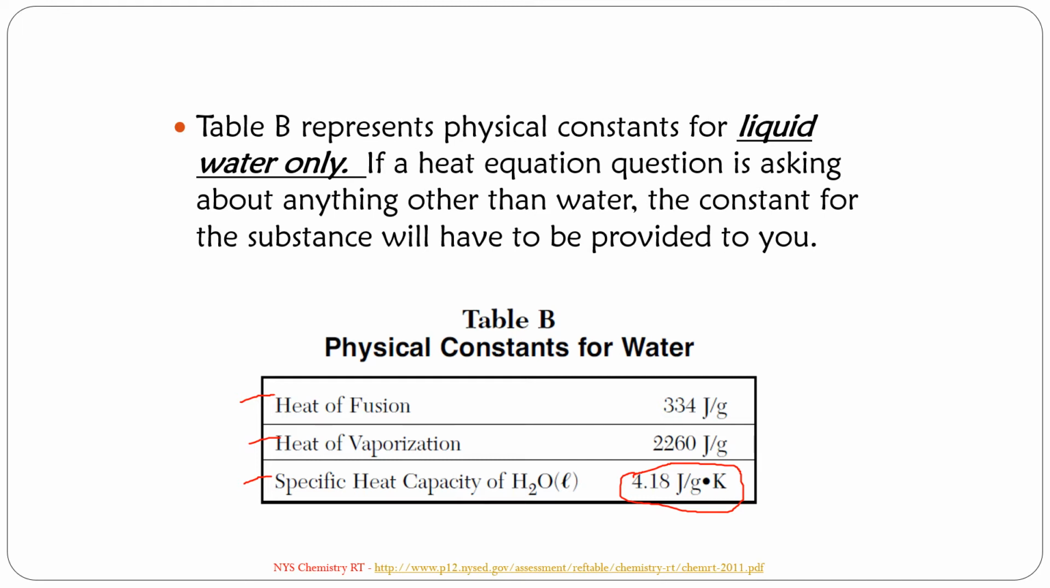Okay, so if you are ever given a question on the Regents exam, and you have to use any of these three numbers for water, they will not be given in the question because you will be expected to know where to find the heat of fusion, heat of vaporization, and specific heat of water. So that will be in table B.